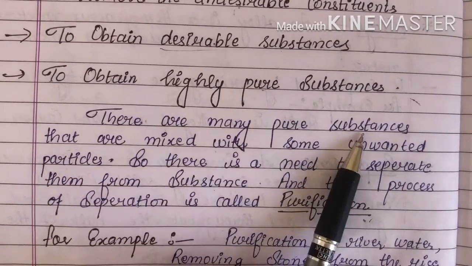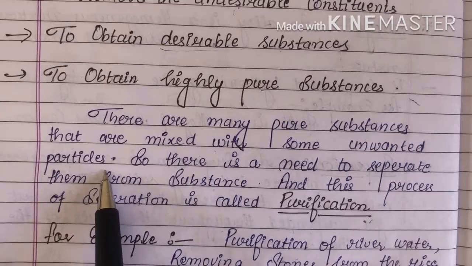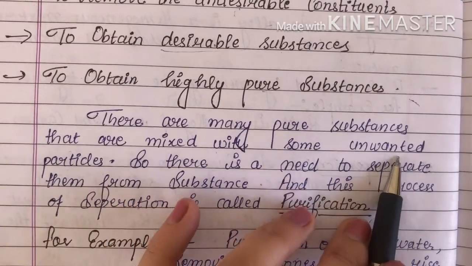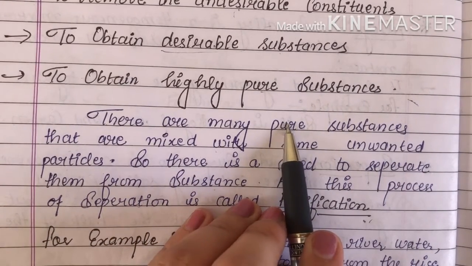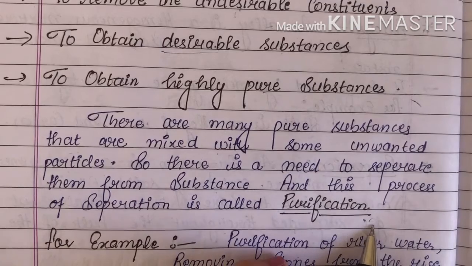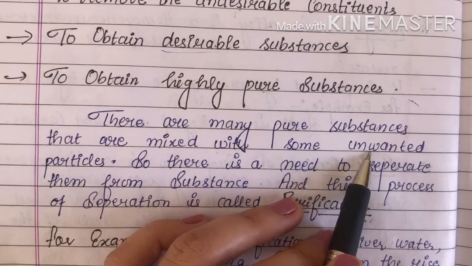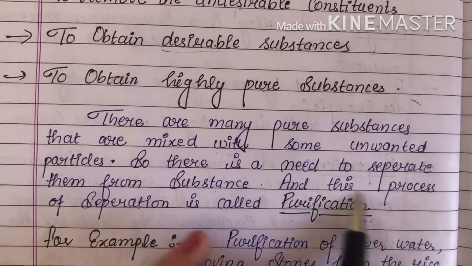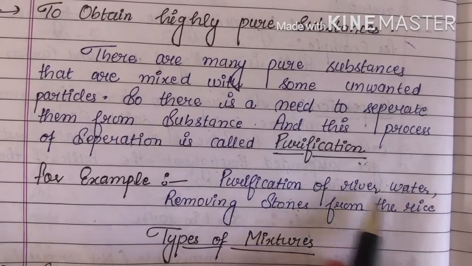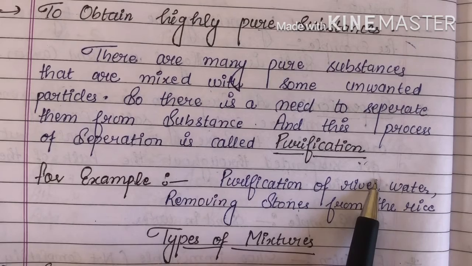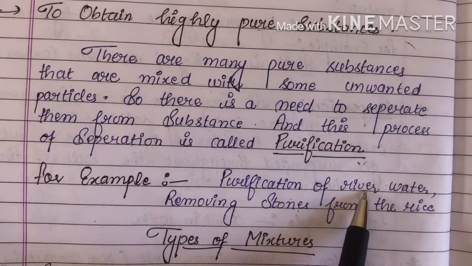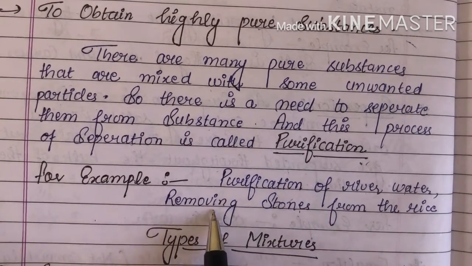There are many pure substances that are mixed with some unwanted particles and we only need the pure substances. So there is a need to separate the unwanted substances from the pure substances. The separation process in which we separate the unwanted particles from the pure substances is called purification. For example, purification of river water, because we cannot drink river water directly as it contains many unwanted impurities. So firstly we have to purify that river water, and after that we can drink it. Next example is removing stones from rice.